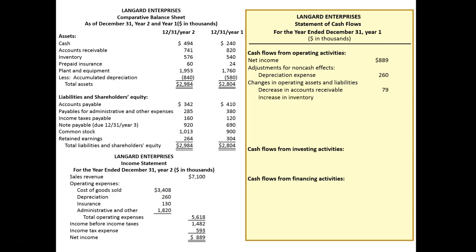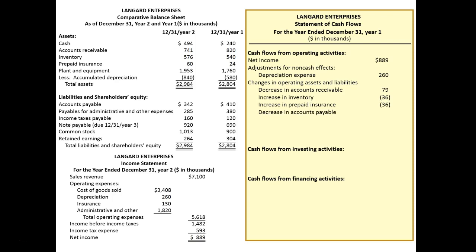Next, when we have an increase in inventory, we're going to subtract it. Assets that decrease, we add. Assets that increase from one year to the next, we subtract. We had an increase in prepaid insurance, therefore we subtract.